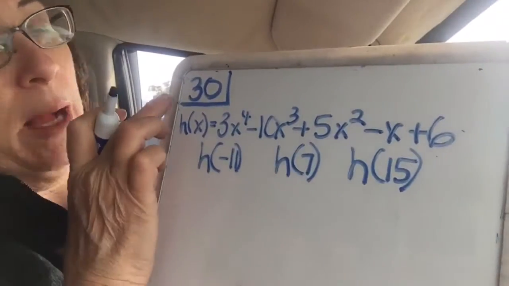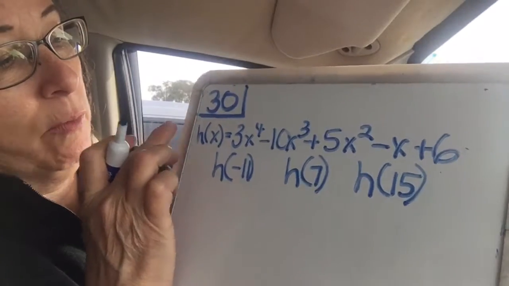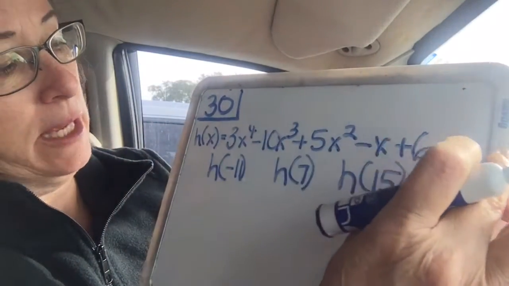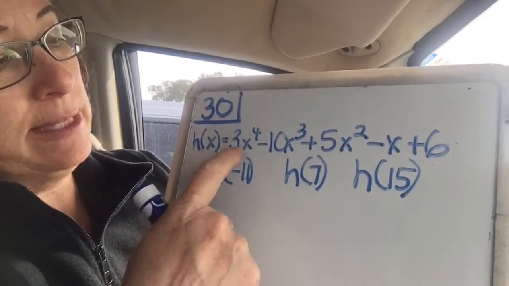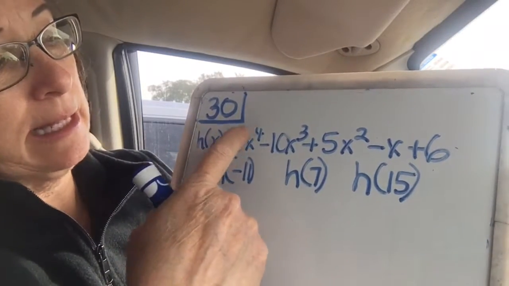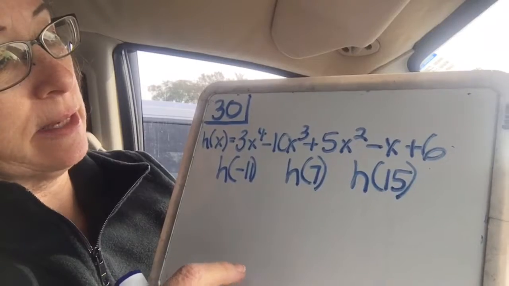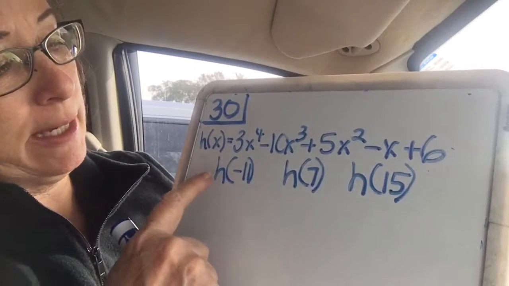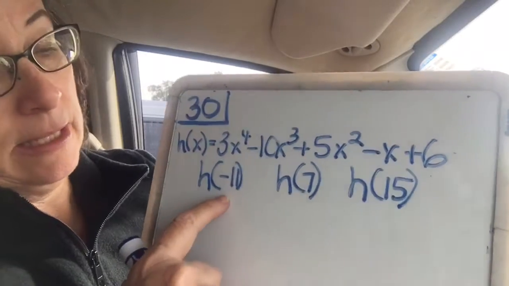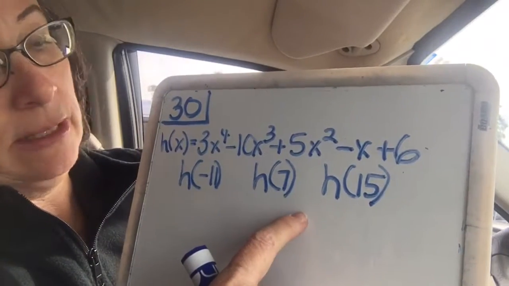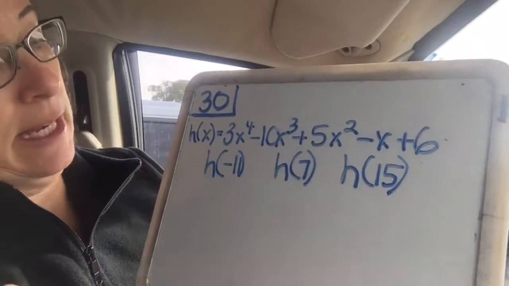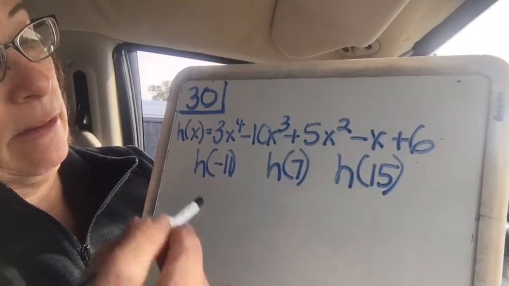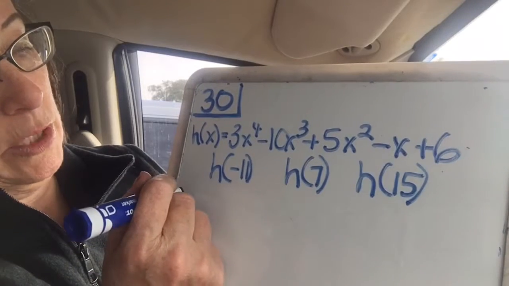All right, so on problem 30 in 1.2, we have been given a very hefty h of x. So this is a quartic because its lead term is x to the 4th, and so it's got a lot of terms that we're going to have to plug into, but we're supposed to find h of -11 and h of 7 and h of 15. Okay, so because I don't have my calculator out right now, I'm going to just plug this in.